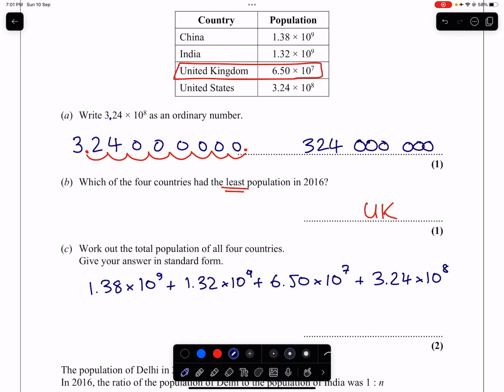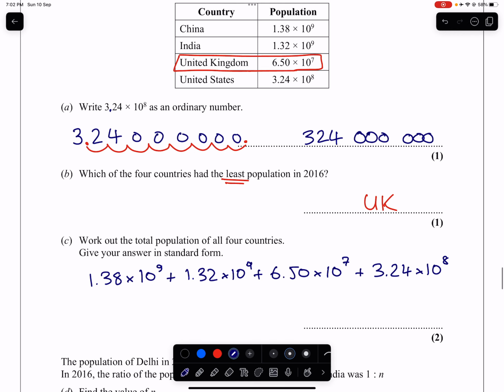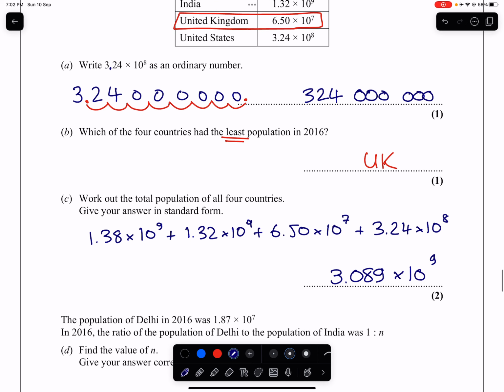If we type that in our calculators, we will see one of 2 things. Either our calculator will write it in standard form for us, so we end up with 3.089 times 10 to the 9, or if we're less fortunate, the calculator will have given us the following number here.